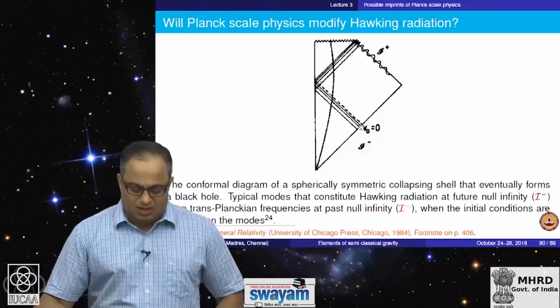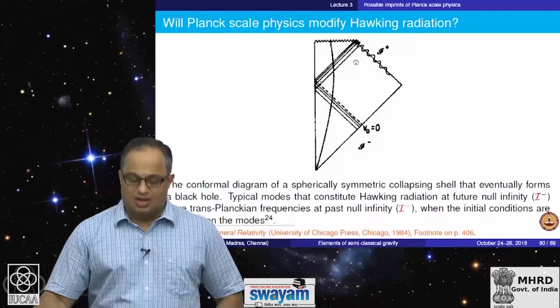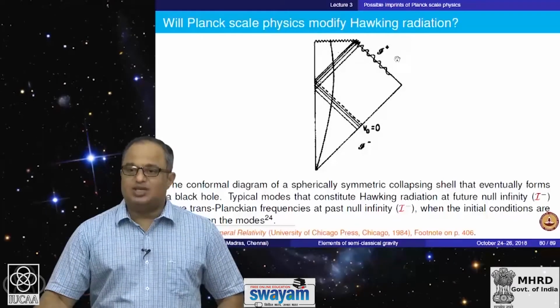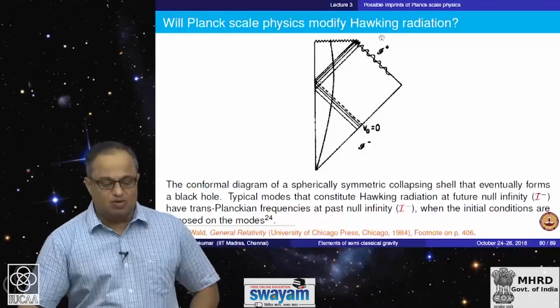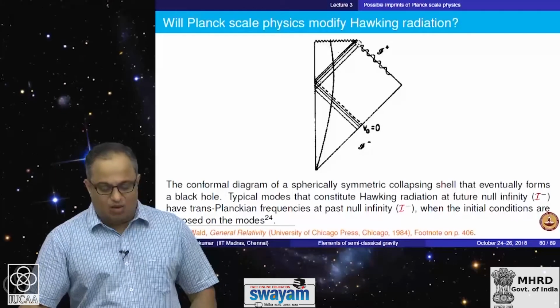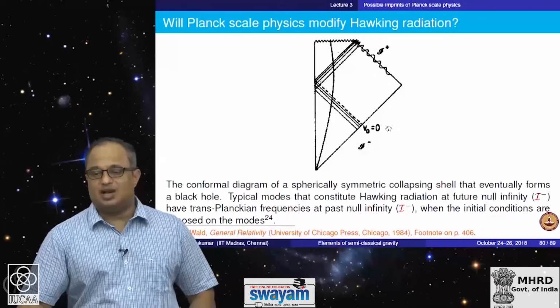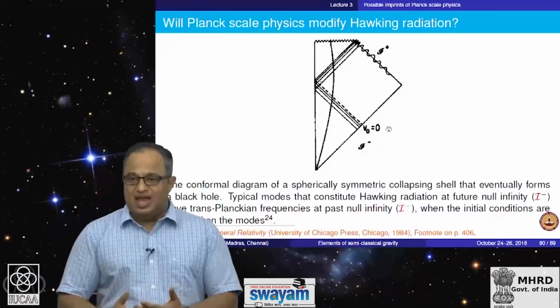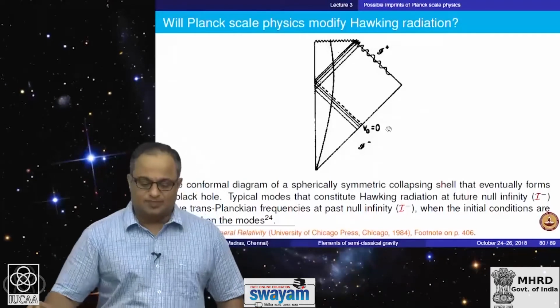As the shell collapses, modes go in, come out, and at late times is when you observe Hawking radiation. That is the Bogoliubov transformation, the Bogoliubov coefficient relating the modes on Scri minus and Scri plus. The mod squared of that will have the thermal spectrum that I have been talking about.